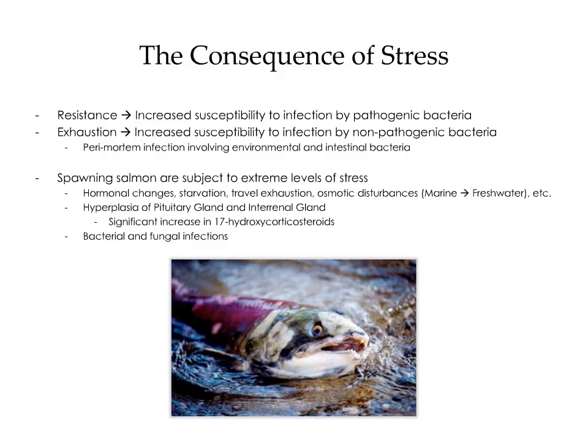If you perform a necropsy on a spawning salmon, you'll notice that there's hyperplasia of the pituitary gland and adrenal gland. This is associated with a significant increase in 17-hydroxycorticosteroids. As a result of this stress, spawning salmon tend to succumb to bacterial and fungal infections, which is why a lot of them look like they're rotting even though they're still alive.